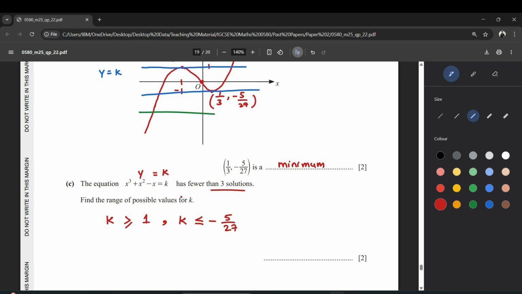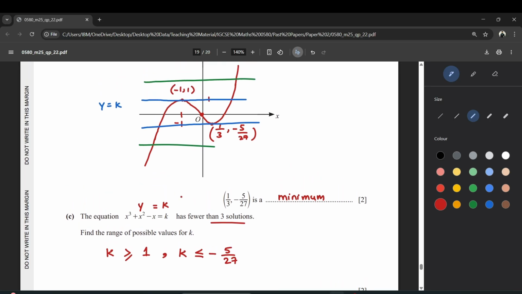Also, find the range of possible values of k. So we have written that k is less than or equal to minus 5 over 27, right? So that considers all the values which are below minus 5 over 27.